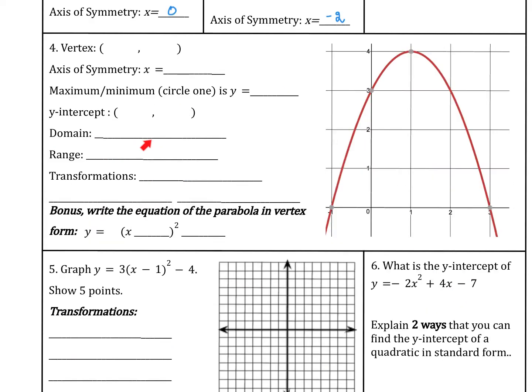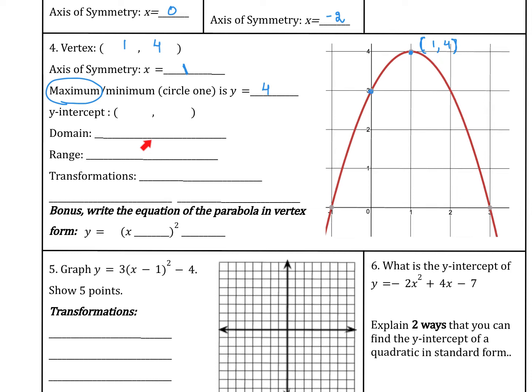For number 4, the vertex is going to be all the way at the top. It's going to be 1, 4. So the vertex is 1, 4. Axis of symmetry is the x coordinate of the vertex. So the x coordinate is going to be x equals 1. The maximum value is going to be y equals 4, because the vertex is all the way at the top.